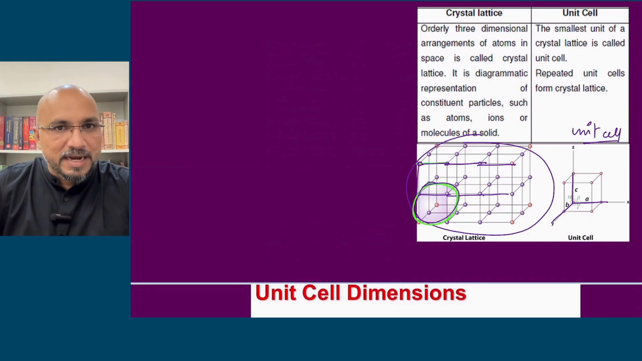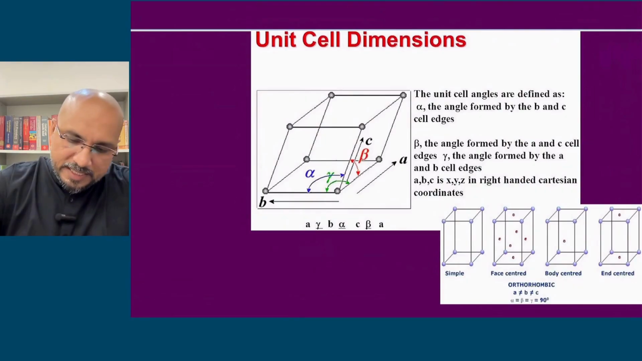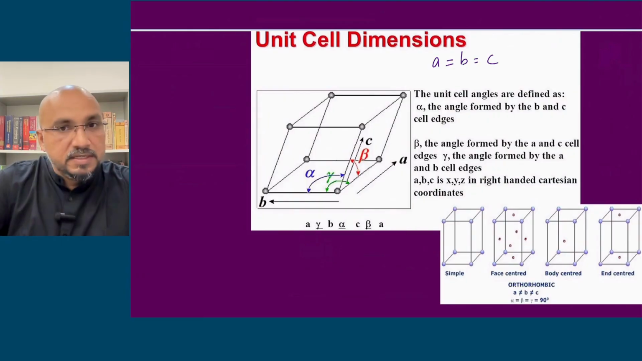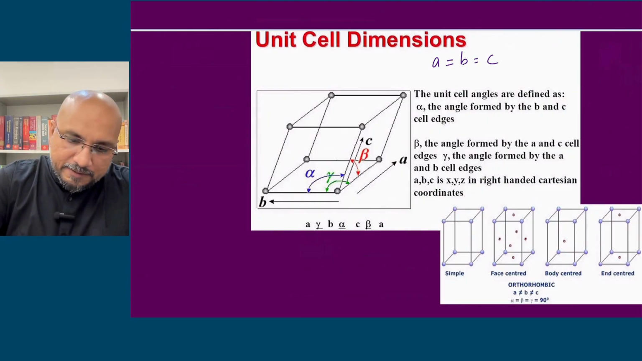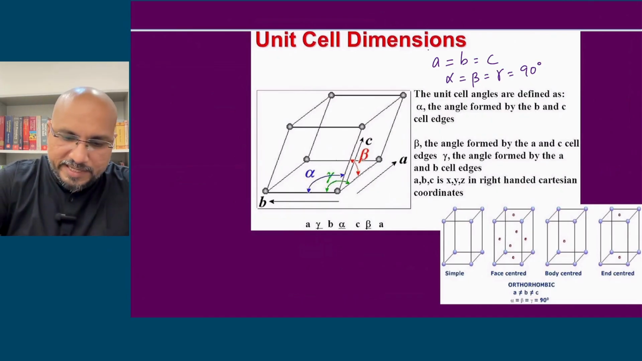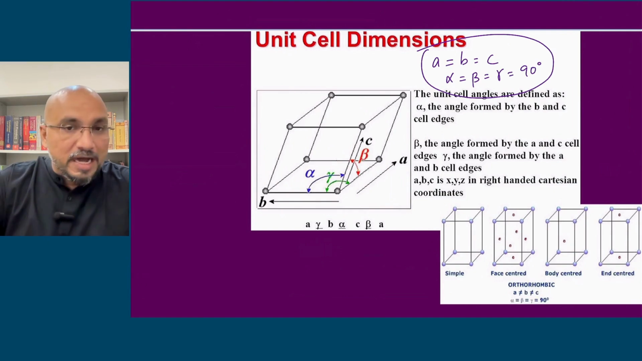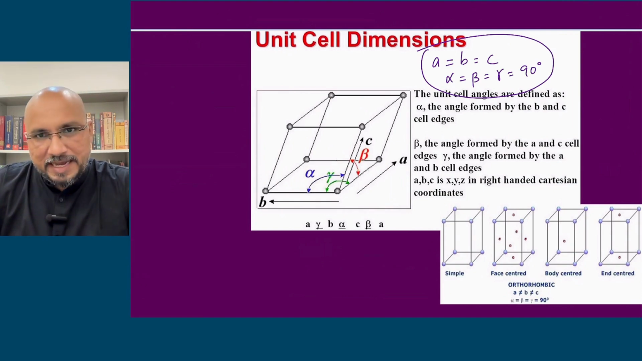So alpha, beta and gamma are the angles between these three axes. So the dimensions of the unit cell are A, B and C. In the isometric system, as we have seen, all the three axes are of the same length, and alpha is equal to beta is equal to gamma, that is 90 degrees, and all of them are perpendicular to each other. So in the isometric system, this is the case. There is a relationship between the axes, the length of the axes, and also the angle between them.